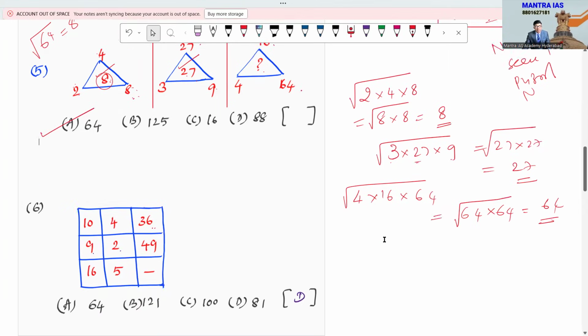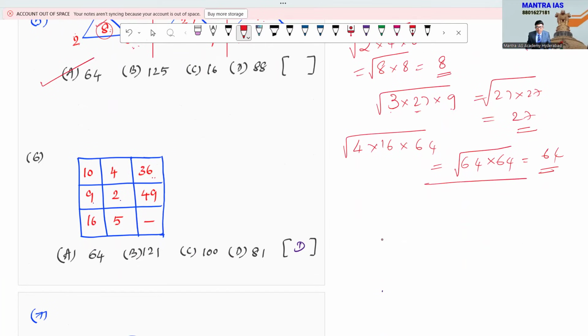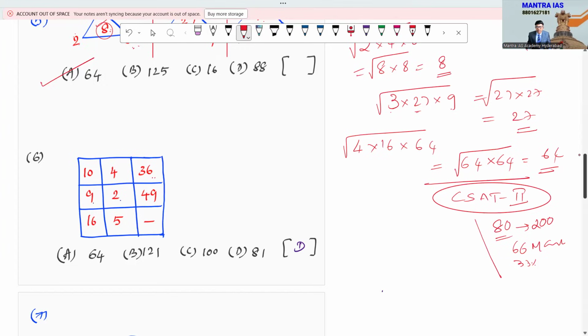Now friends, this is a part of the UPSC Civil Services Aptitude Test, Paper 2. You can say it's a qualifying paper, of course very important. In this case, there are 80 questions for 200 marks and you have to get 66 marks, which is 33% minimum. So try a maximum of 40-45 questions, at least 50% of the paper.